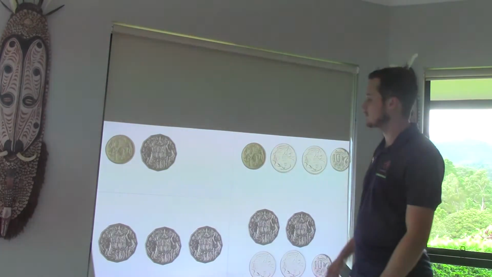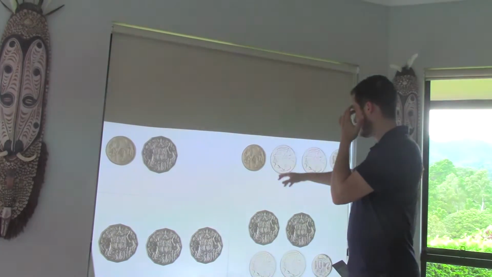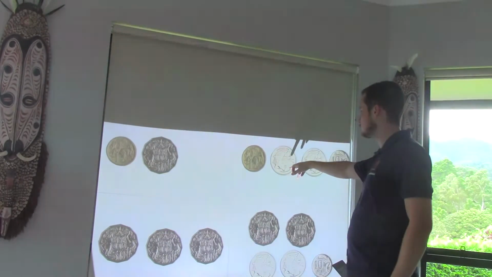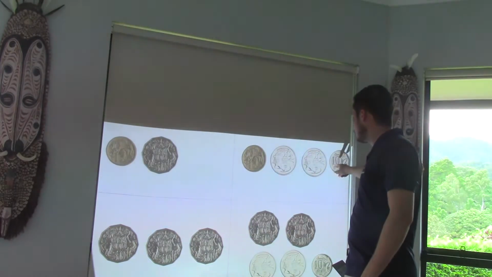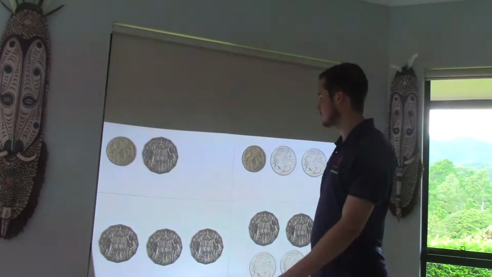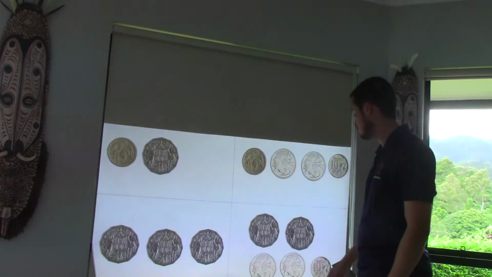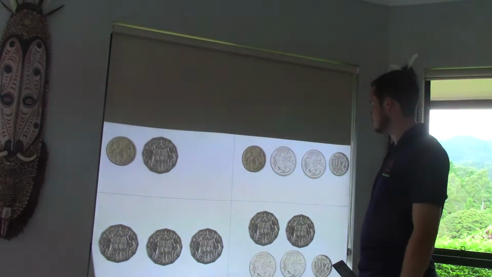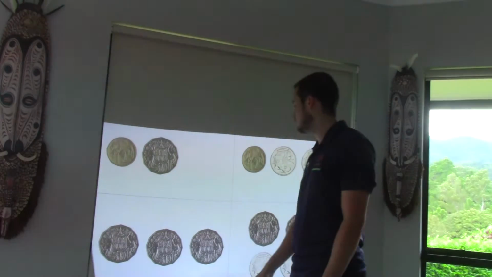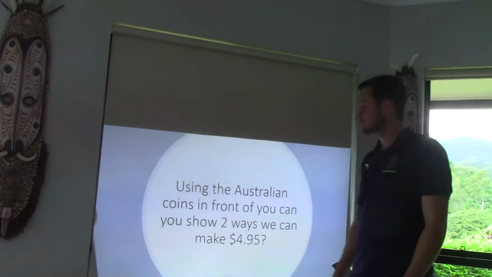Here we have some other ways. So these were the ways I showed you that we could make $1.50. Here are some other ways. So we've got our dollar coin, 20 cents, so $1.20, $1.40, $1.50. Fantastic. And another way, 2 50-cent coins, and 2 20-cent coins and a 10-cent coin to make 50 cents. We'll do this one together.